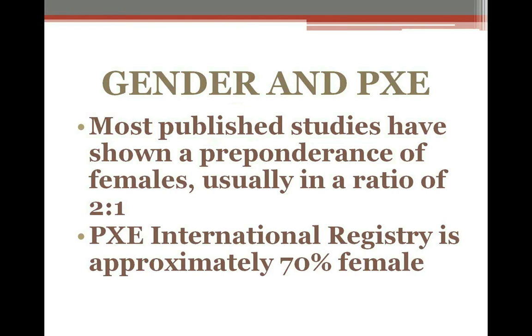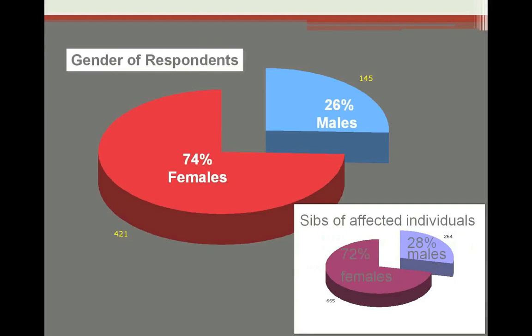So we're going to talk first about gender and PXE. Most published studies have shown a preponderance of females, usually in a ratio of 2 to 1. That's been true in pretty well all studies which have had multiple PXE patients. And our registry is approximately 65 to 70% females, so that seems to bear it out as well. And we're not really sure why.